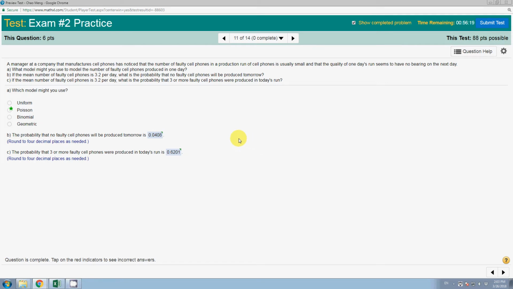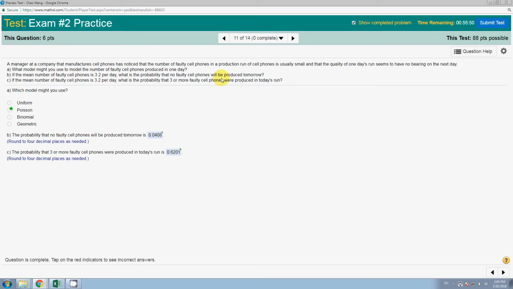Question number 11. A manager at a company that manufactures cell phones has noticed that the number of faulty cell phones in the production run of cell phones is usually small, and that the quality of one day's run seems to have no bearing on the next day. Which model should we use to model the number of faulty cell phones produced on one day?